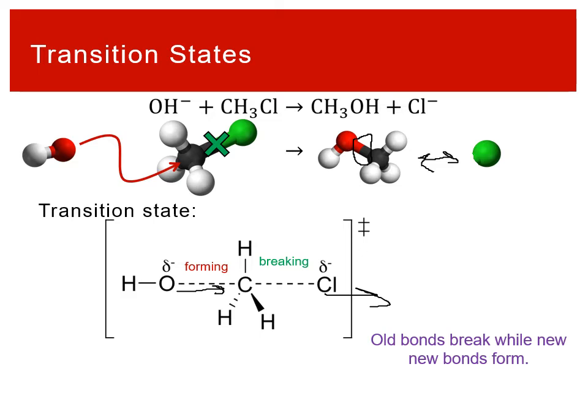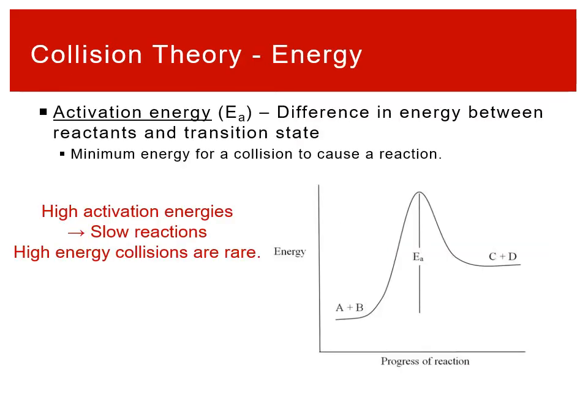You're moving from having the carbon-chlorine bond into having the carbon-oxygen bond. You'll note there's a double dagger out there. That is not two plus signs. That's called a double dagger. That means transition state. So that is our symbol for transition state.